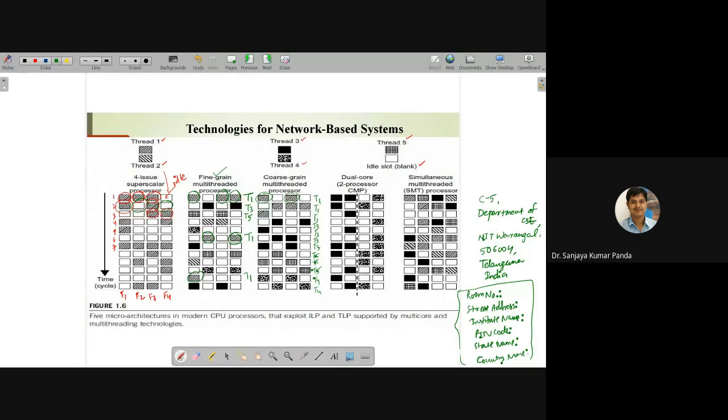The next one is called a dual core. That is called a 2 processor CMP. CMP stands for chip multiprocessor. So what happened here? Here we have 2 different cores. It is a multi-core system. Here you can see there is a dashed line which is separating one core from another core.